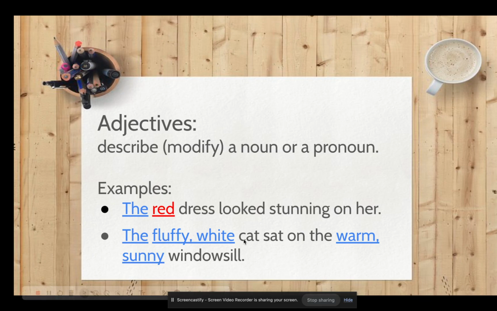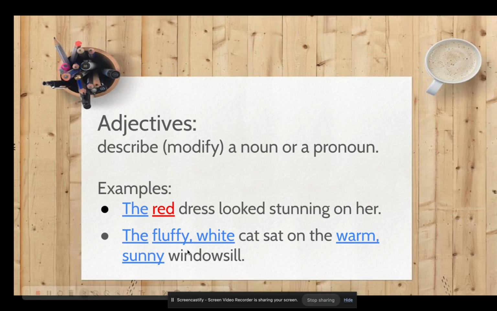The fluffy white cat sat on the warm, sunny windowsill. All the first three words are describing the cat, and the warm and sunny are describing windowsill. Notice we have that comma there from the last rule that we learned about coordinate adjectives. That comma is there because these could be switched and the order doesn't matter, or we could say the fluffy and white cat, right? You can put an and in there. That's how you know the comma belongs.